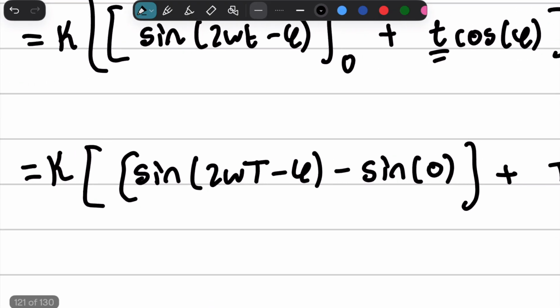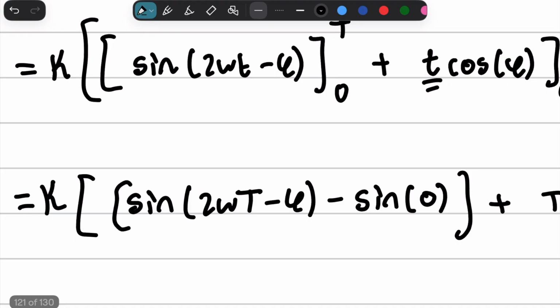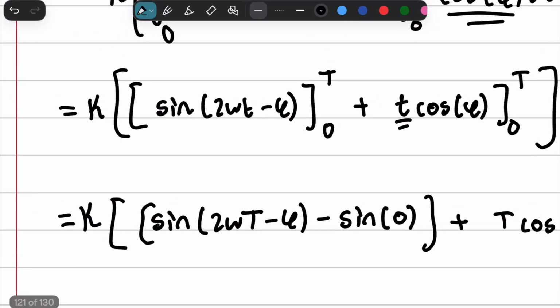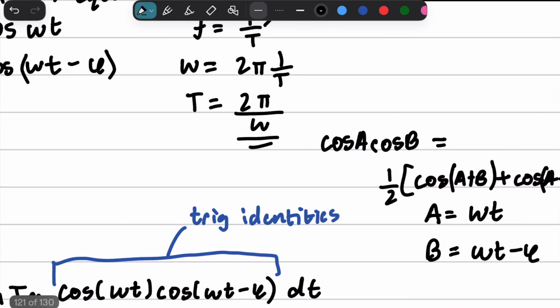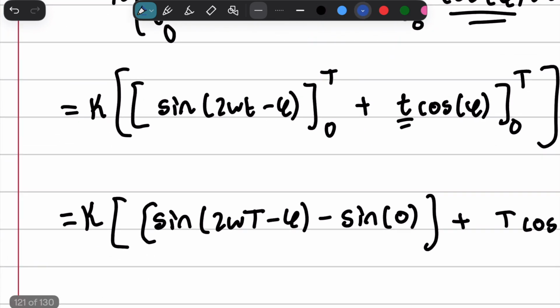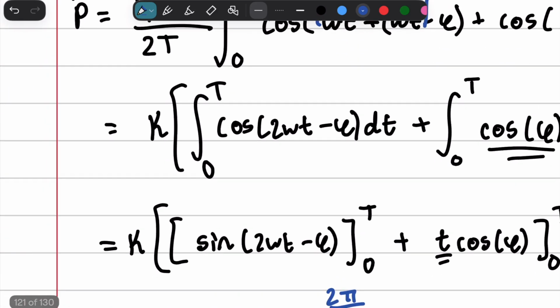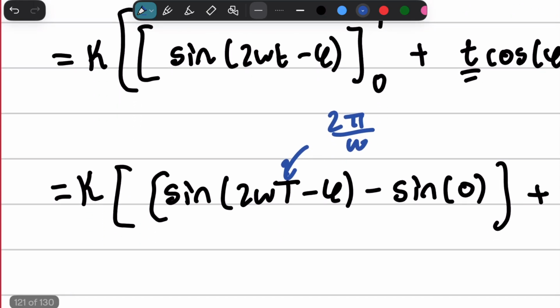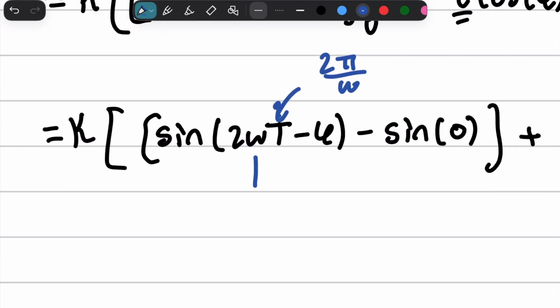Now the cool thing about this is that we have 2 omega T right here, and remember what we called T? We called T this right here. So if we substitute this T in for 2 pi over omega, like so, this simplifies down to the omegas cancel, and this is just going to be 4 pi.